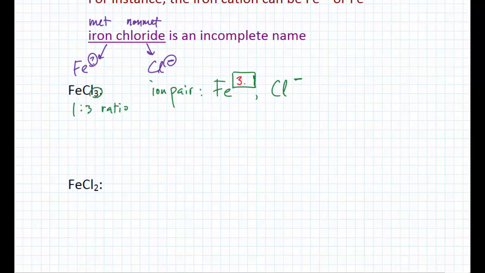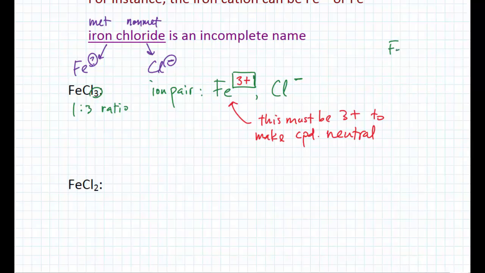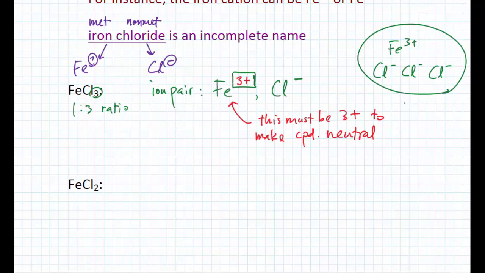3 what? Minus? Okay. Has to be 3 plus. This iron to make the compound neutral. In other words, what we're representing here is 1 of these ions and then 3 of these ions, Cl. Okay, that group is neutral. That makes sense? That's really what FeCl3 is made up of.